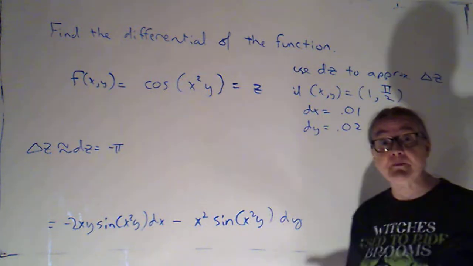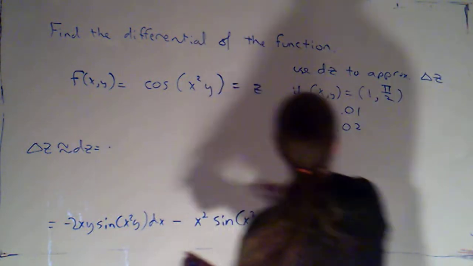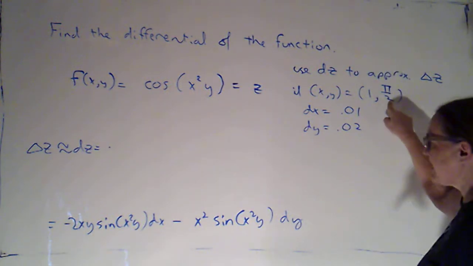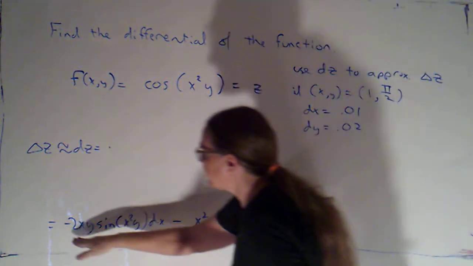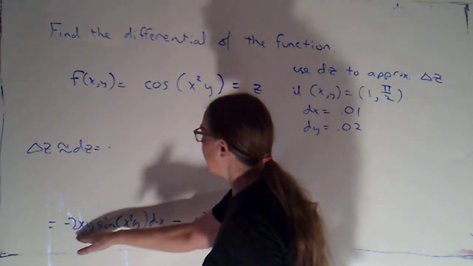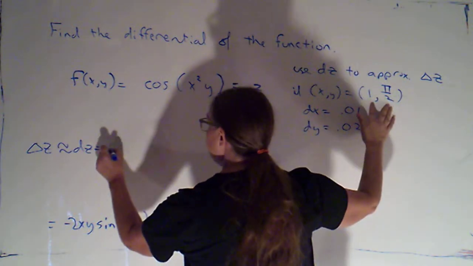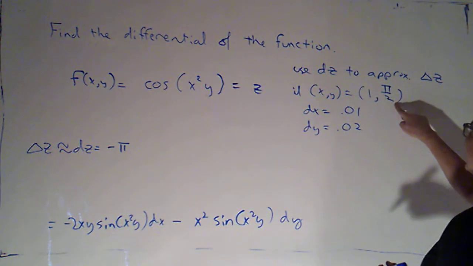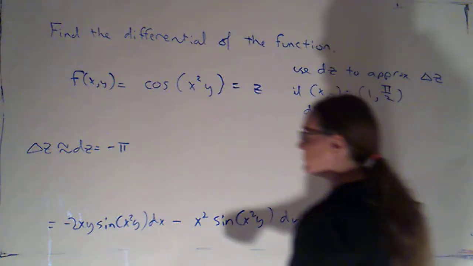It's perfectly acceptable to get 0, it's just boring. So I'm going to change my y value to pi over 2. That's a little more exciting. So then we've got negative 2xy is just negative pi times sine of x squared times y, which is going to be 1 times pi over 2. Sine of pi over 2 is 1.